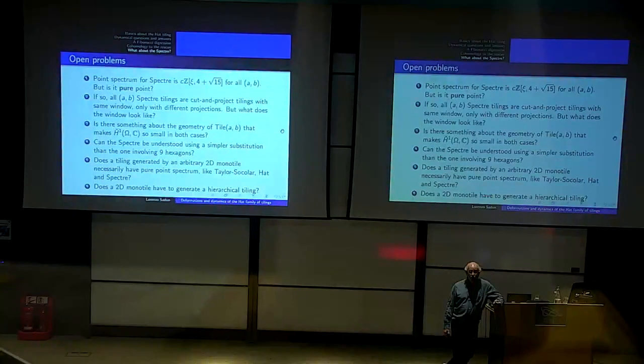Will it wind up having pure point spectrum? Taylor-Socolar has pure point spectrum. The hat has pure point spectrum. We think the spectre has pure point spectrum. Is that a general property of monotiles? We don't know. It's an interesting question.